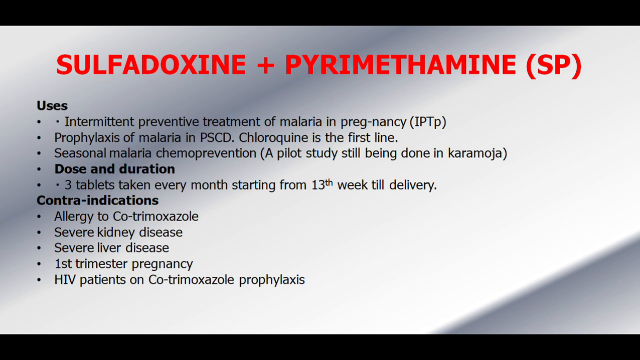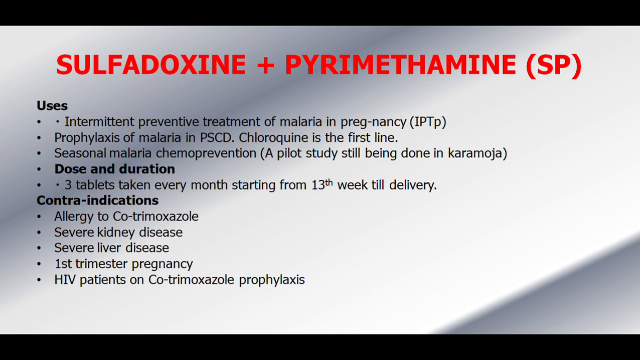So what are the uses? Number 1, it is used in intermittent preventive treatment of malaria in pregnancy, IPTP. This is what you give when the mothers come for antenatal care. Then secondly, it is used for prophylaxis of malaria in persons with sickle cell disease. However, it's not the first line treatment. The first line treatment is chloroquine.